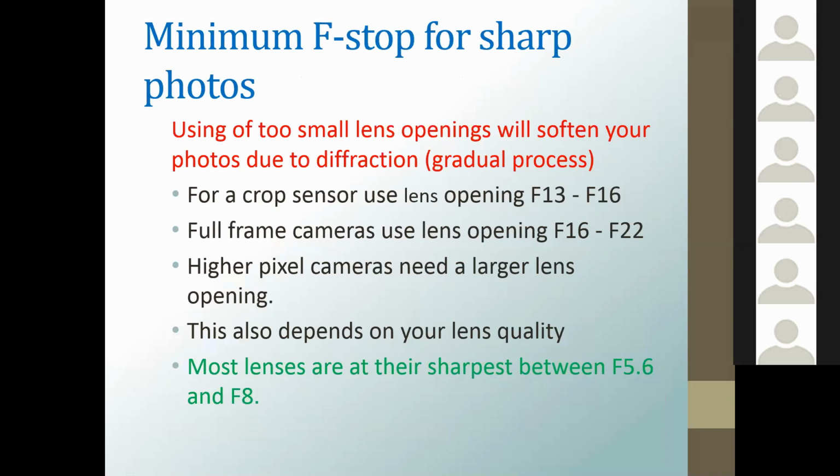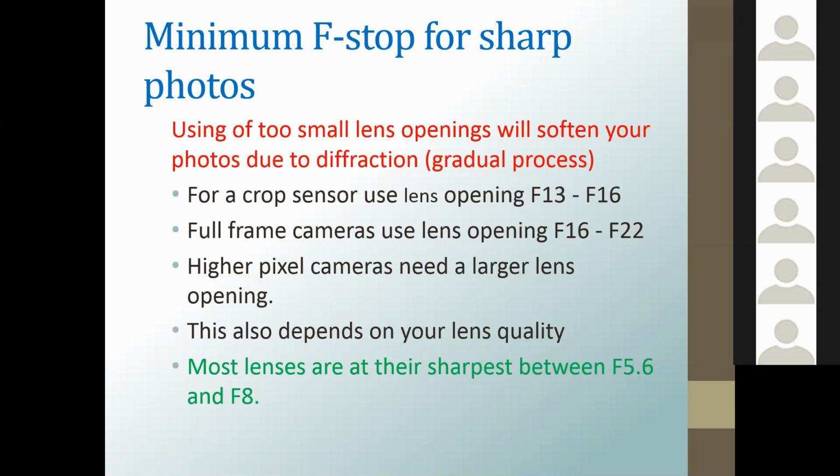If you stop your lens down and down and down more, eventually the photos will become soft, and that's what we call diffraction. And it's a physics phenomenon. You can't change it. It's not something that happens immediately. It's just gradually getting softer and softer and softer. And most lenses are already a bit softer at f11, and they just get softer.